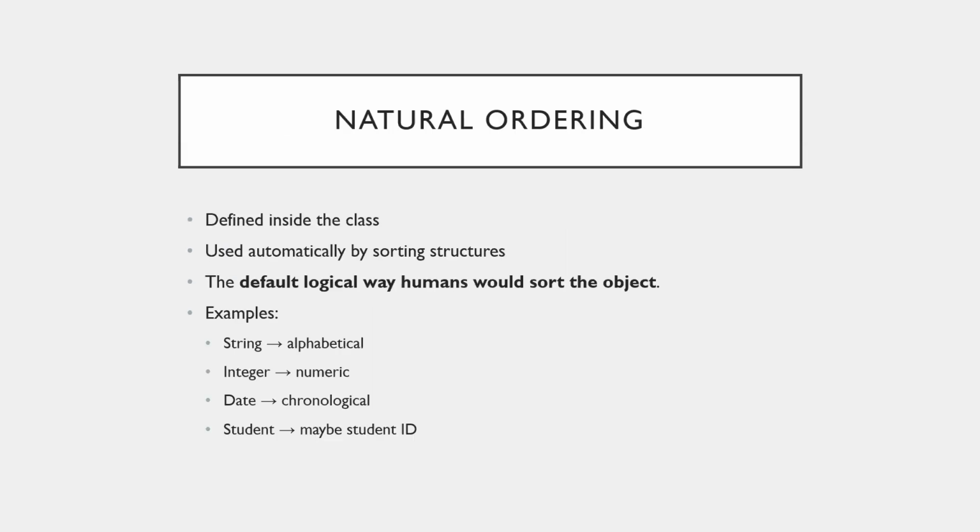Natural order. I alluded to this already. Natural ordering is defined within the class, and it's used automatically by sorting structures. It's the default way that humans would sort the object. Let's look at some examples. Strings, as we know, are sorted alphabetically. Integers are sorted numerically from the lowest value to the highest value. Dates are sorted chronologically from earliest to latest. And students are sorted by student IDs, some kind of identifier.